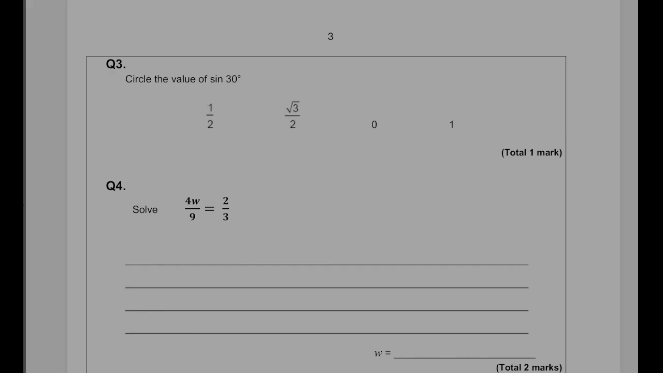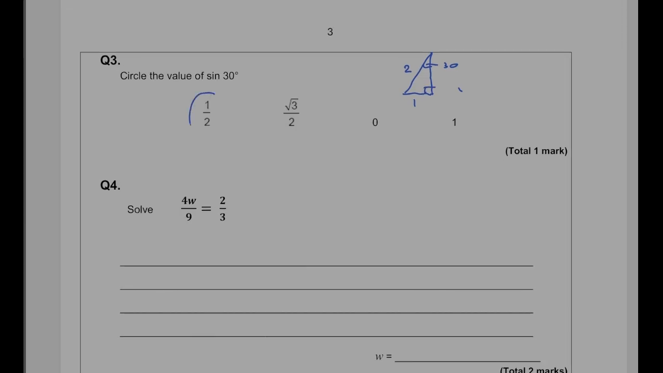Right, question 3. Circle the value of sine 30. If you can't remember sine 30, it's found by imagining a 2 by 2 by 2 equilateral triangle and then splitting it in half there. If I take those two lines off, a 30-degree angle would be here, and then we've got 2 for my hypotenuse and 1 for my opposite. Sine is equal to opposite over hypotenuse, so sine of 30 would be 1 over 2.